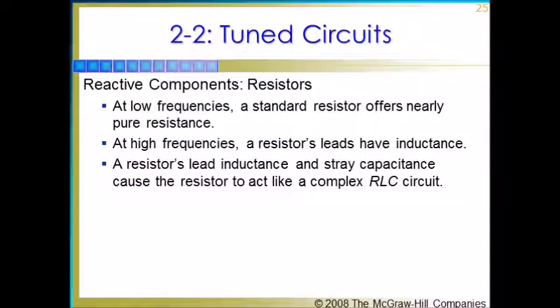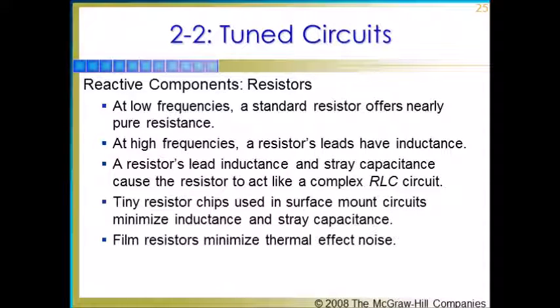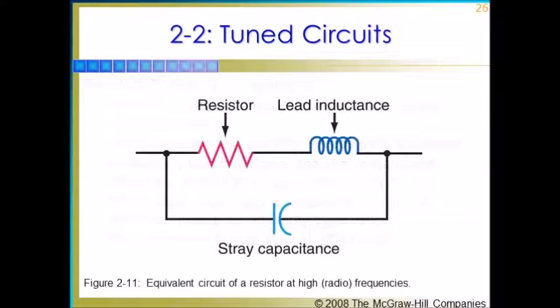Next is resistors. Resistors give almost pure resistance when subjected to low frequencies. A resistor's lead inductance and stray capacitance cause the resistor to act like a complex RLC circuit. From the figure, from the previous slide, a resistor's leads have inductance. So a resistor and its lead inductance is equivalent to stray capacitance.